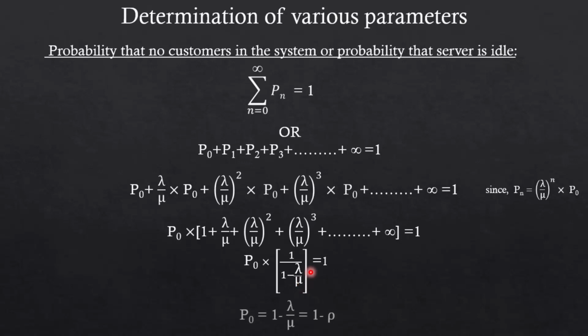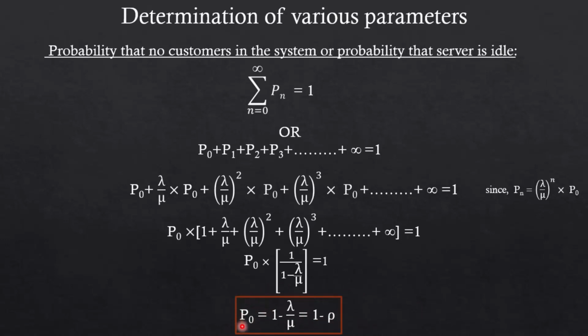Now let us solve this. So this will be P0 equals 1 minus lambda by mu, and we know that lambda by mu can also be represented as rho here. So it can be represented as 1 minus rho, which is the utilization factor. So from here we can say that the probability of having 0 customers in the system is given by 1 minus lambda by mu, or we can say 1 minus rho. So this is a very important formula here again.